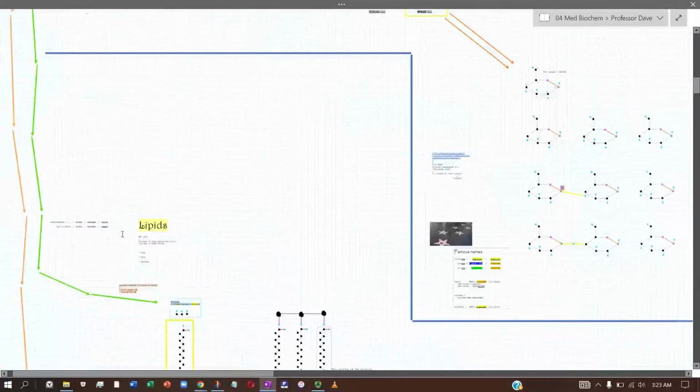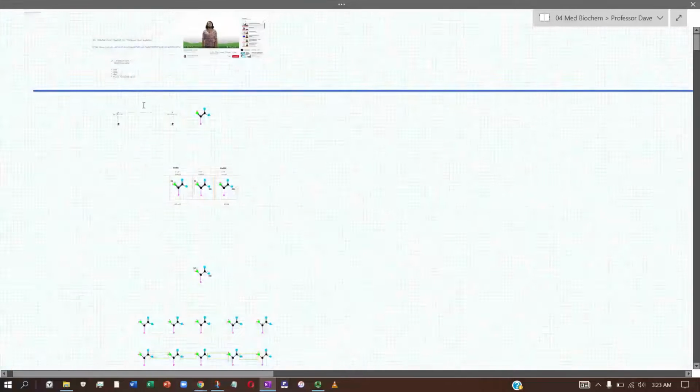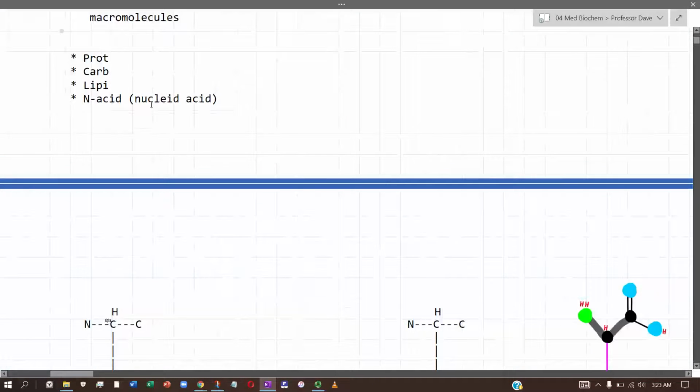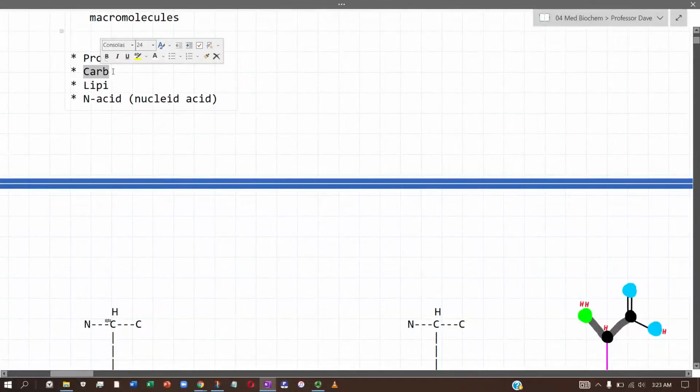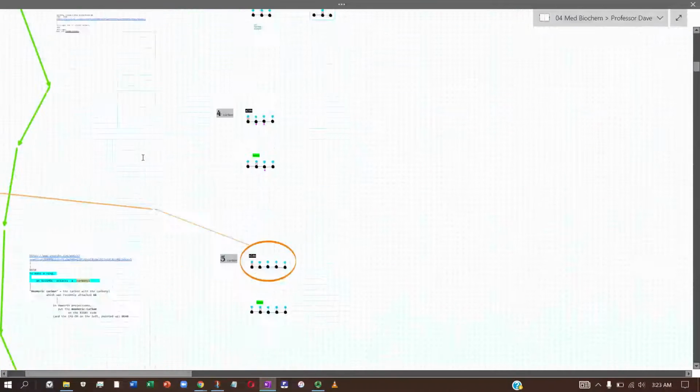So now we can move on to, let's go back and review the list. It's pretty straightforward, but again, it's prot. That's my shorthand notation for protein. You got carbs for carbohydrates. Next, we'll cover lipids and then nucleic acids. So here we go.